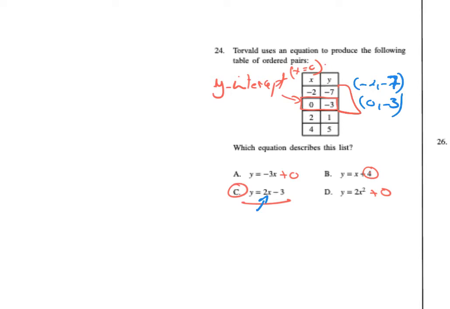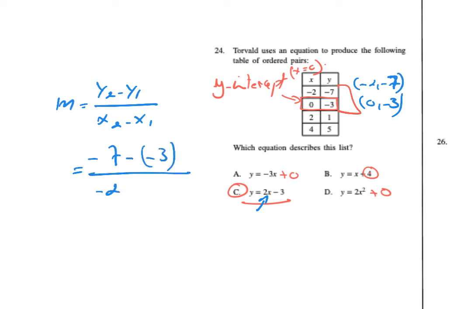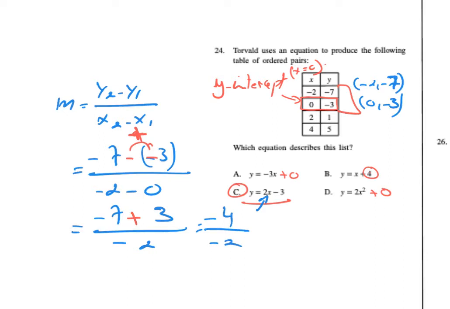So the slope, m, is y2 minus y1 over x2 minus x1. And in this case, it's going to be -7 minus -3 over -2 minus 0. Remember, negative times negative will be positive. So it's -7 plus 3 over -2, and -7 plus 3 would be -4 over -2. Negative over negative is positive, and the answer will be 2, right?